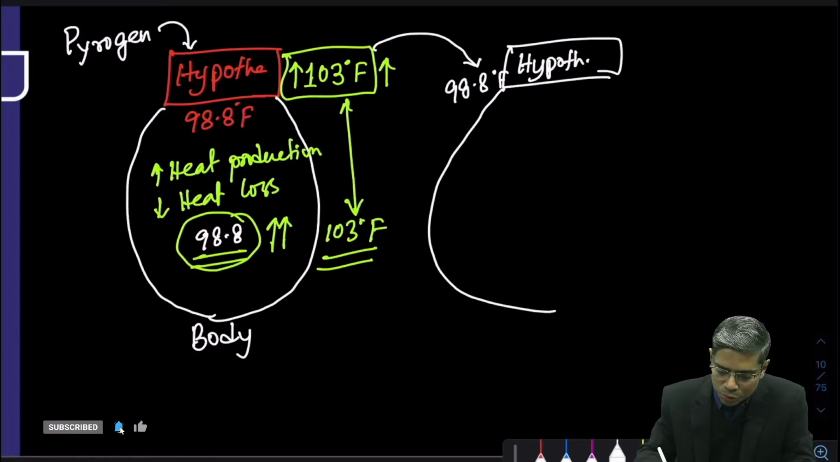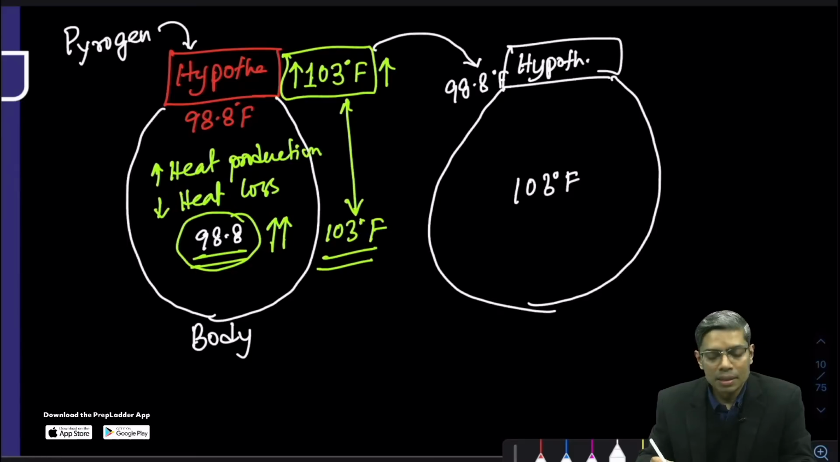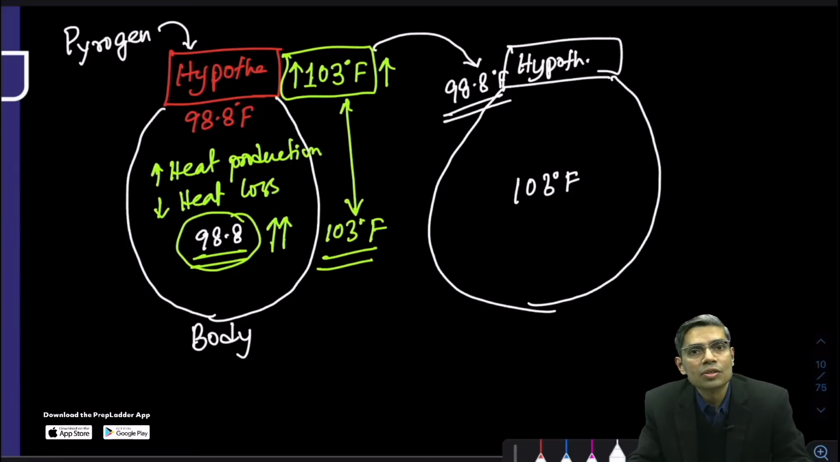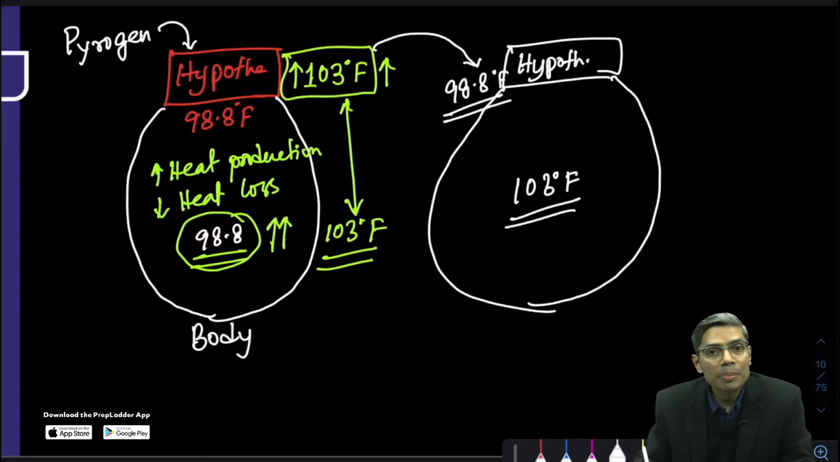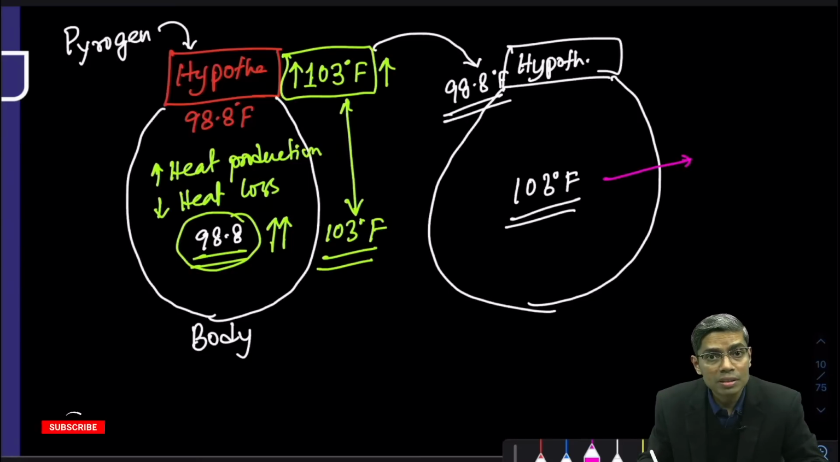But your body tissue is already at 103 degrees Fahrenheit, but the set point has suddenly decreased to 98.8 again. Your body temperature is 103 degrees Fahrenheit. So, what will the body tissue try to do to match the set point? Now, the body tissue has to lose the heat from the body.